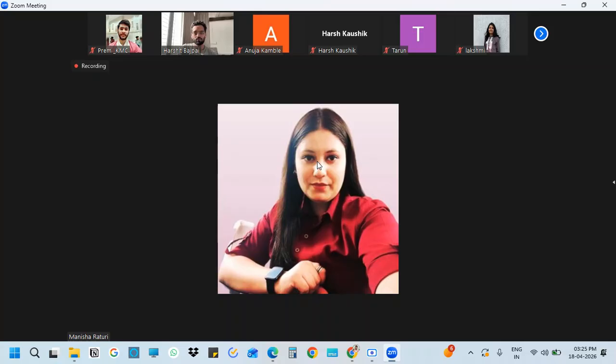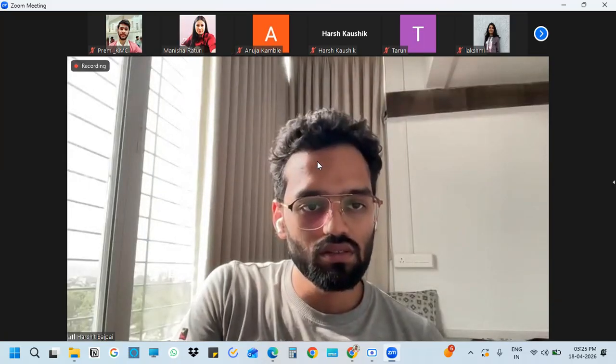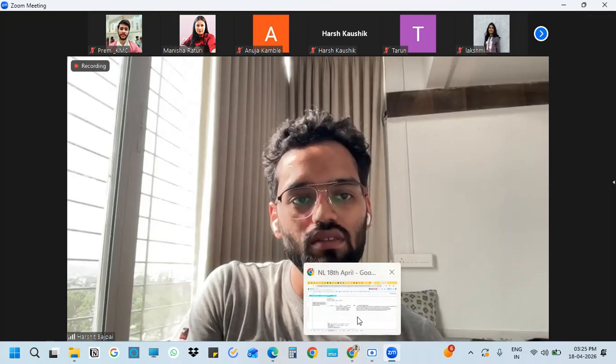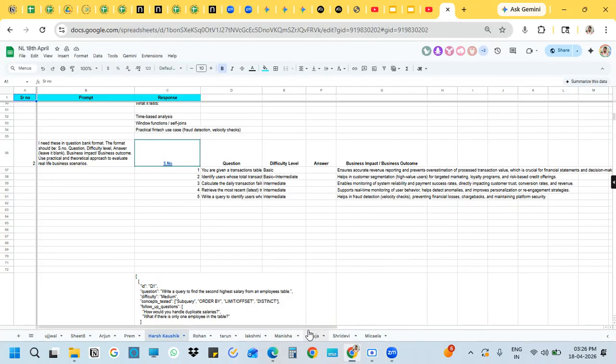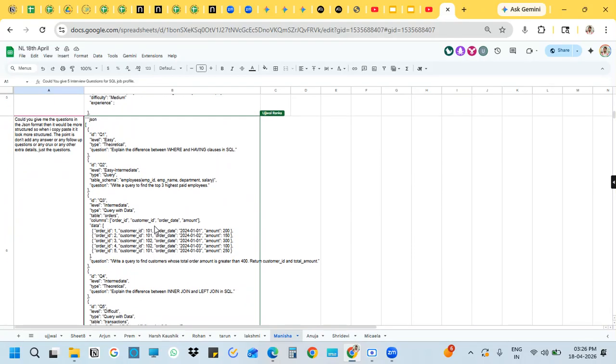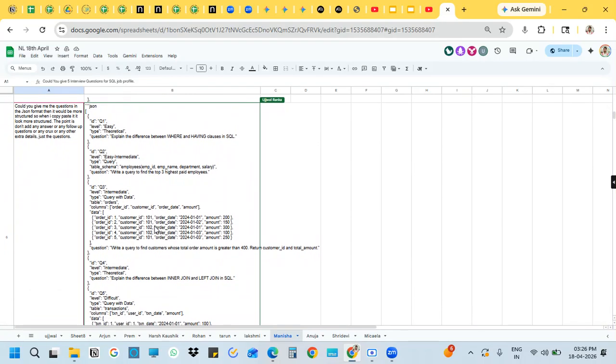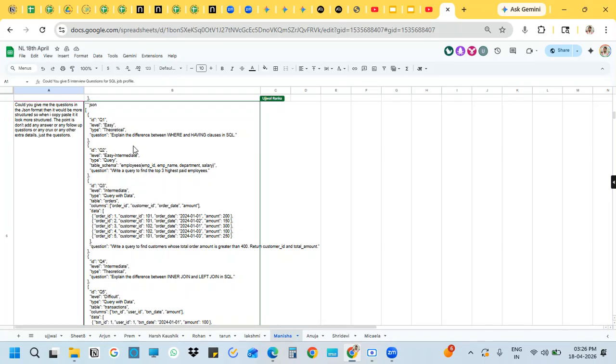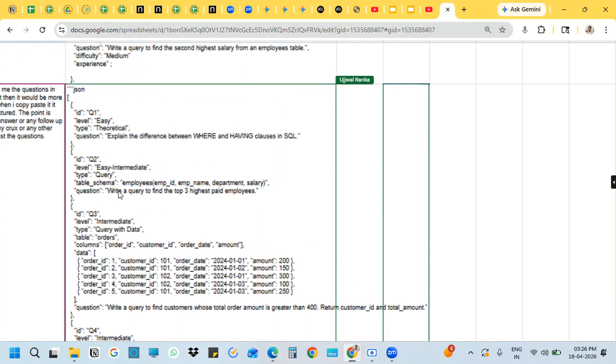Could you check the Excel sheet? I have added the prompt again: convert the questions into JSON format. Okay, yeah, this is cleaner. If we see, it is more clean. Now we can use this information. Do we have any issue? We have an issue.